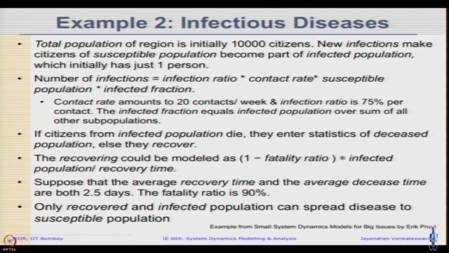Only recovered and infected populations can spread the disease to the susceptible population. Okay. So that means once people die, they do not spread the disease further. So only the recovered and infected spread the disease to the susceptible population. Okay. So let us look at what the model says and see whether we can spot the errors in the model.